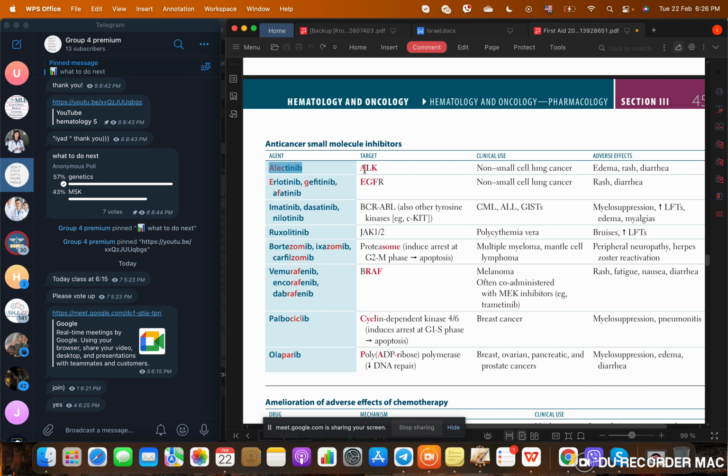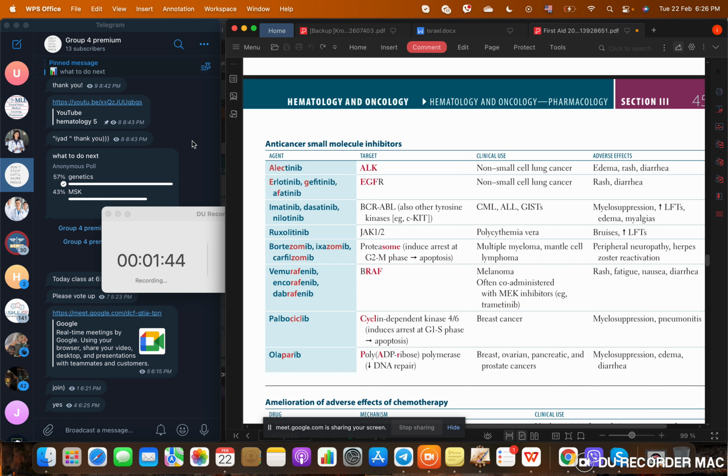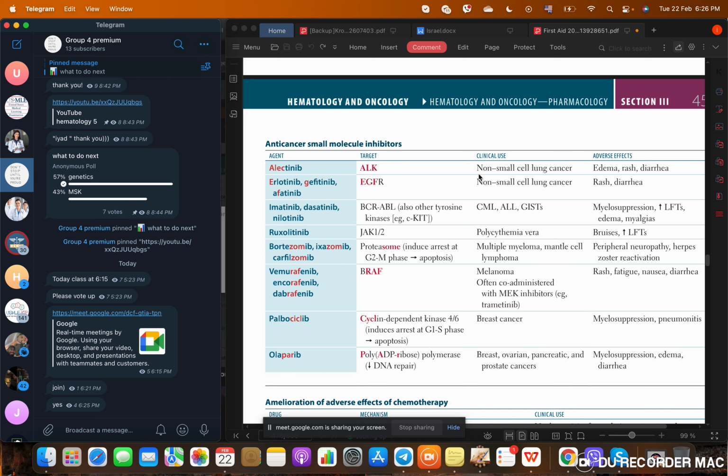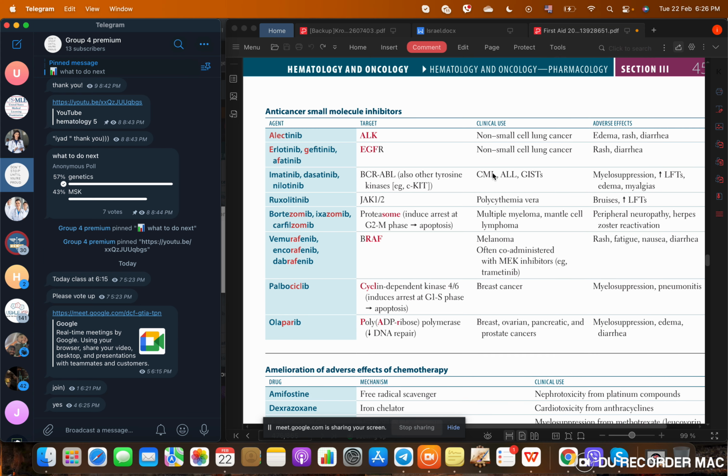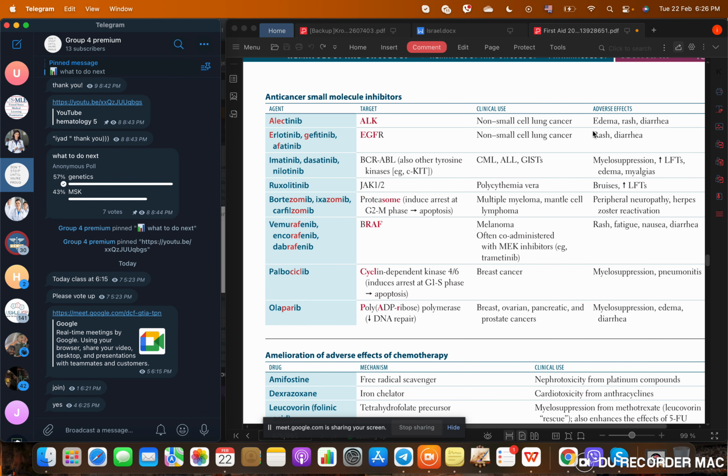But the ALK, which is a kinase actually, the tinib can inhibit it. So what is ALK? ALK is a tumor oncogene, basically a tyrosine kinase, and it can be inhibited by this drug. If it's inhibited, there will be no proliferation, and that can help to treat non-small cell lung cancer. Edema, rash, and diarrhea are side effects.